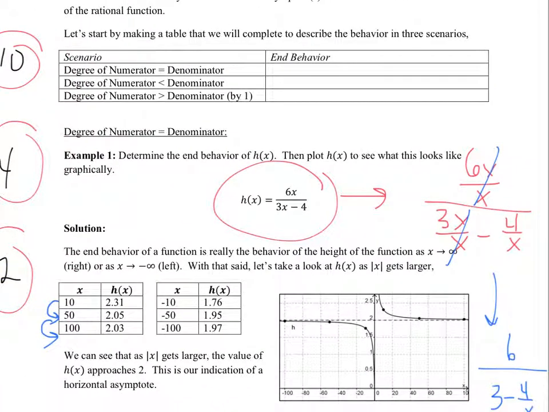So let's write this down in our table. When the degree of the numerator is equal to the degree of the denominator, look at the ratio of the leading coefficients. Look at the ratio of the leading coefficients always. That's where the graph is going to go toward. 6 over 3 gives us 2. So the end basically means where is the graph going toward as it gets bigger and bigger and bigger? It's going toward 2, the horizontal line.